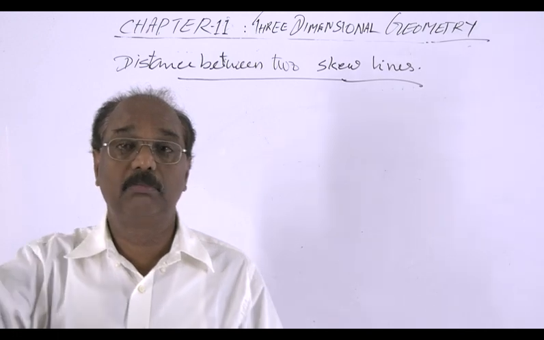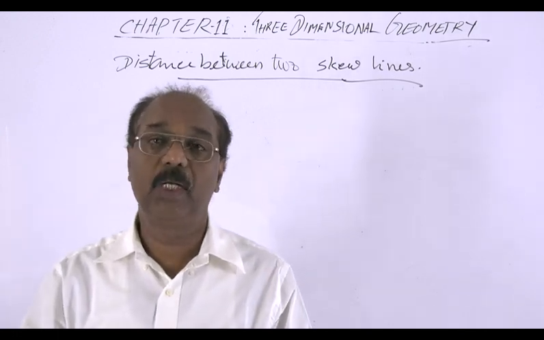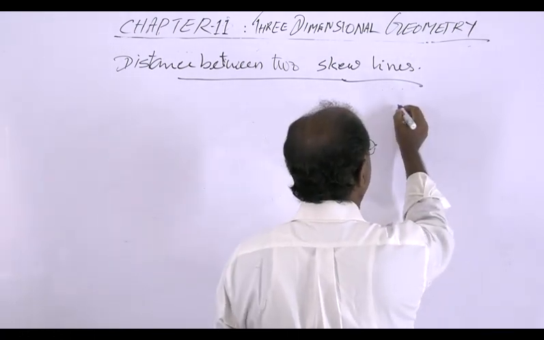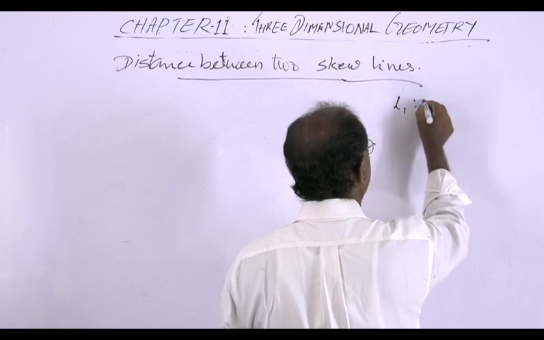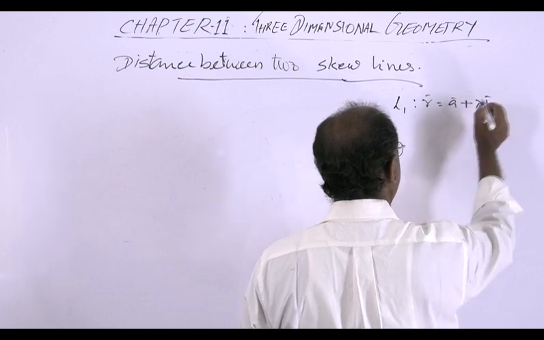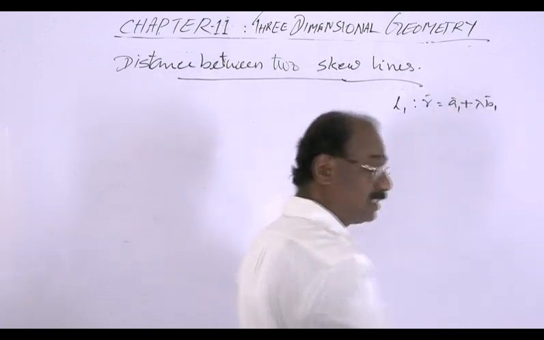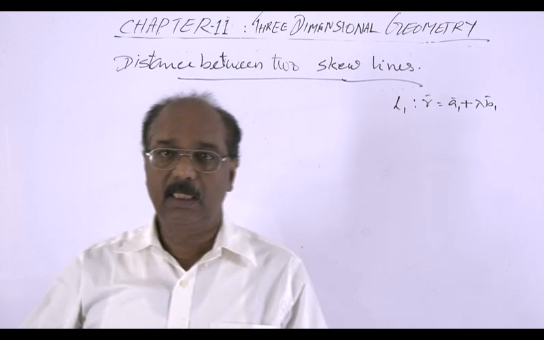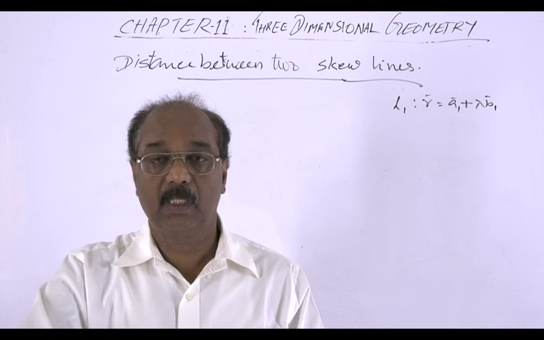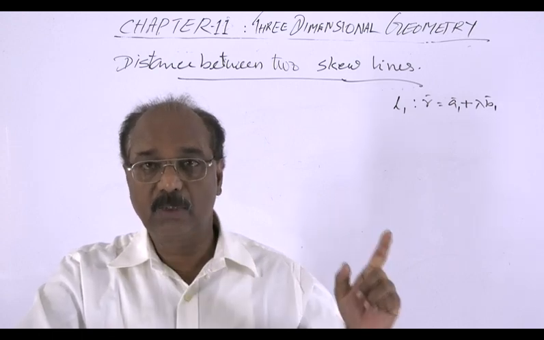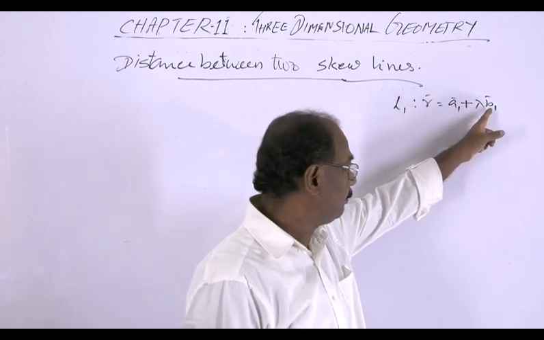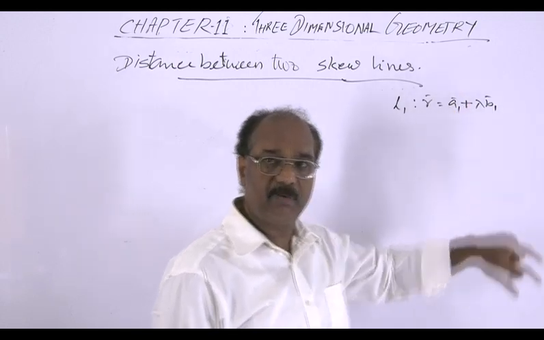So first let us assume the equations of the two lines. Suppose the first line, denoted by say L1, is given by r = A1 + λB1. This line is passing through the point whose position vector is A1 and parallel to this vector B1.